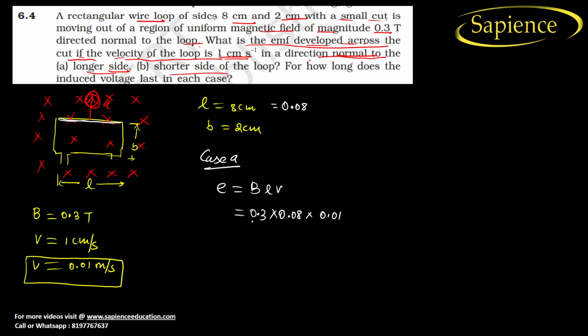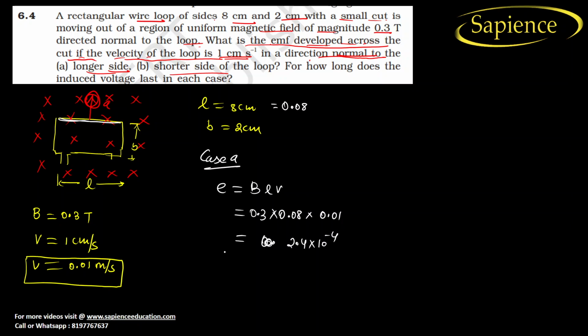Let us calculate. Pause the video and try to calculate it. So you will get EMF equal to 8 times 3 is 24, so this will be 2.4 into 10 to the power minus 4 volt. So this is the EMF.